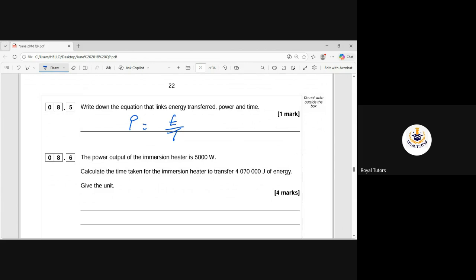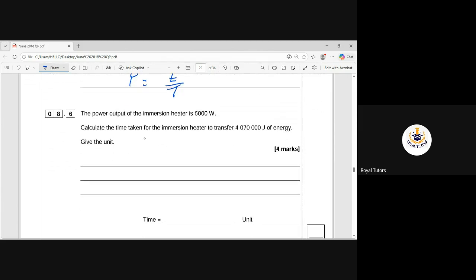And like I said, the next question is surely going to be us calculating something. In this one, they say the power output of the immersion heater is 5,000 watts. Calculate the time taken for the immersion heater to transfer 4,070,000 joules of energy, and you have to give the unit. Since you know that P equals E over T, and we are looking for T this time around, that means T equals to what?